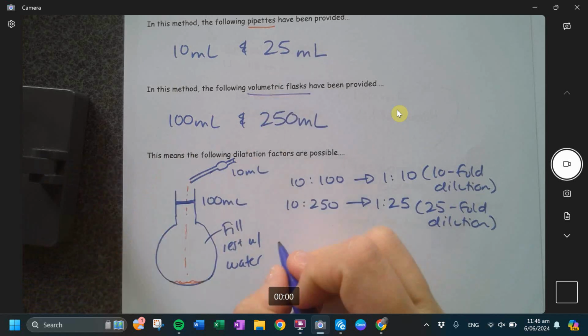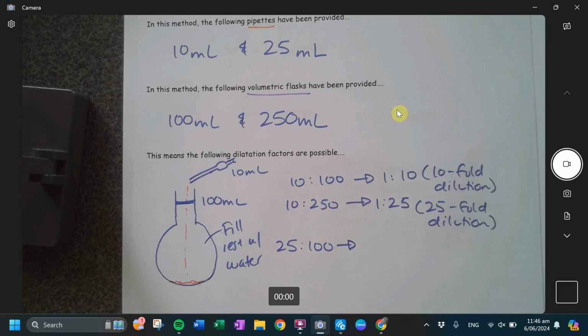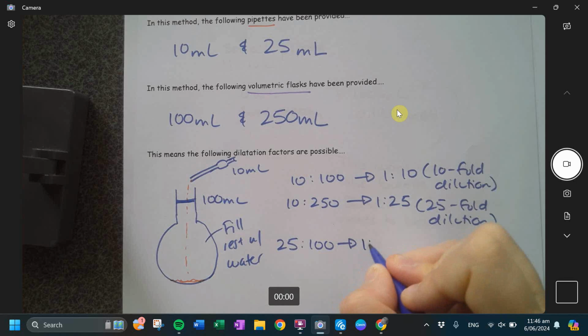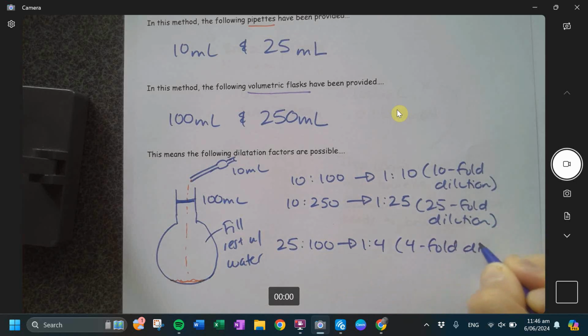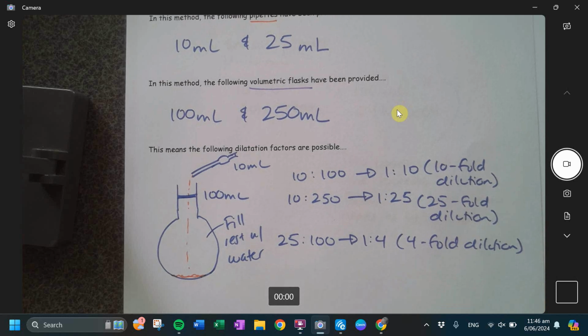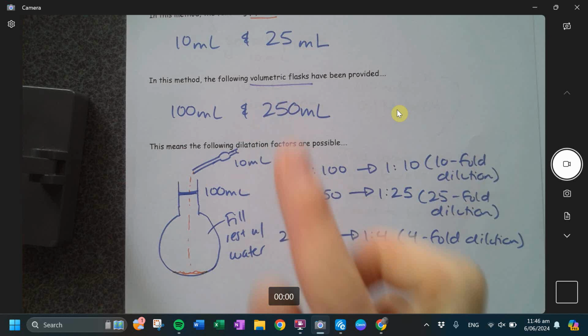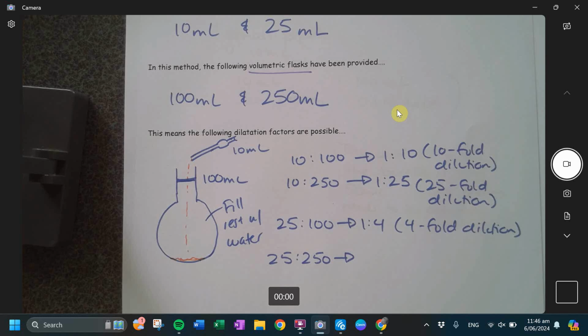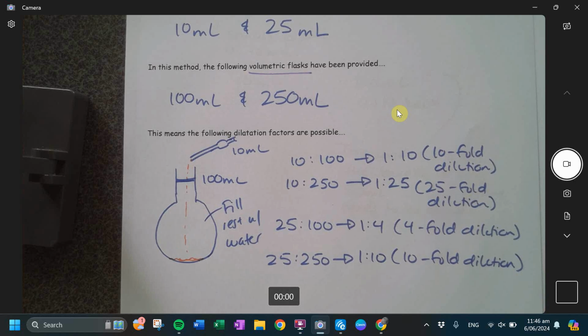I could do 25 into 100. If I did 25 into 100, what's the full dilution? If I do 100 divided by 25, I have 4. So this is a 4-fold dilution. Last option we have is 25 into 250. If I did that, what's the dilution? So those are my 4 options. 2 of them are the same, so I have 3 choices. I can dilute it 4-fold, 25-fold, or 10-fold.